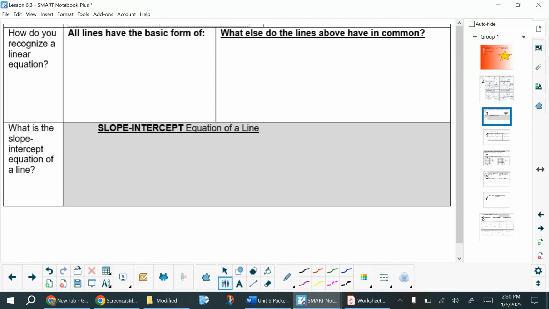So moving right along here, one thing we know here is that all lines have the basic form of y equals x. There's no x squareds, no anything like that. Other things we know about lines is they all have a slope and they all have a y-intercept.